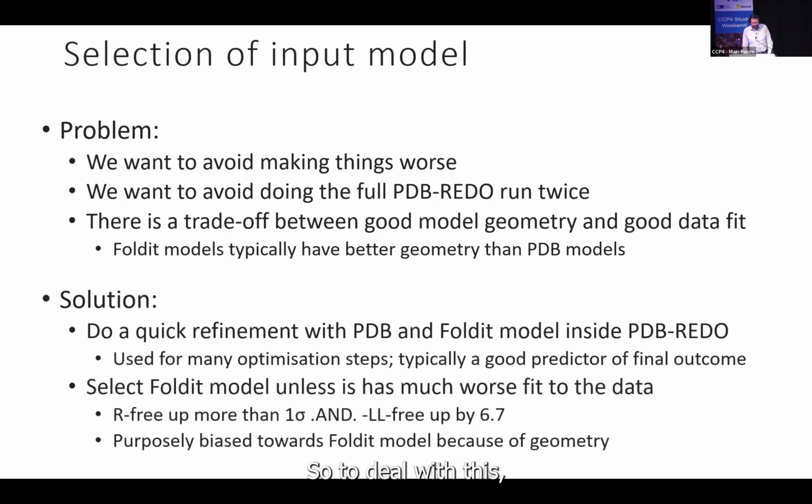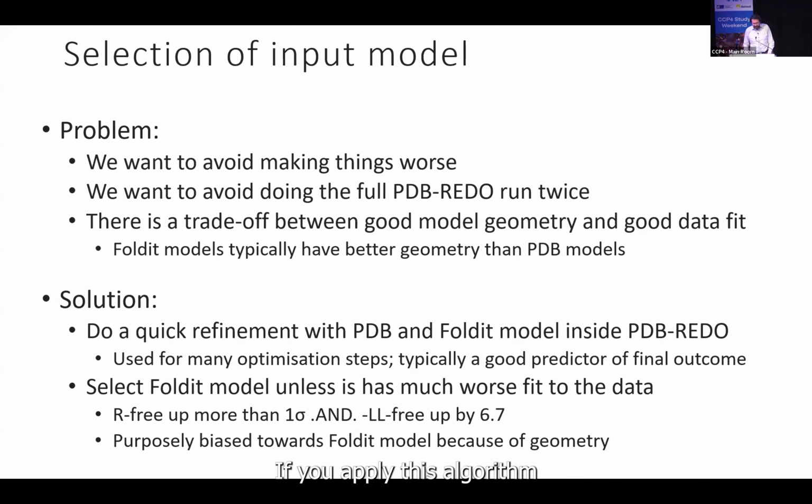So to deal with this, we do a trick that we do a lot in PDB-REDO. We do a comparative refinement where we change only one parameter. And in this case, the parameter is the input model. So we do a quick refinement in REFMAC, auto-weighting all the extra restraints that PDB-REDO generates, and then see which model performs best. And in this case, we have a bit of a biased selection. So we take the Foldit model unless it has a much worse fit to the experimental data. So if R3 goes up with 1 sigma or the LL3 goes up, in that case, we take the PDB model as input, but otherwise we take the Foldit model. So this is purposely biased to improve the geometry.